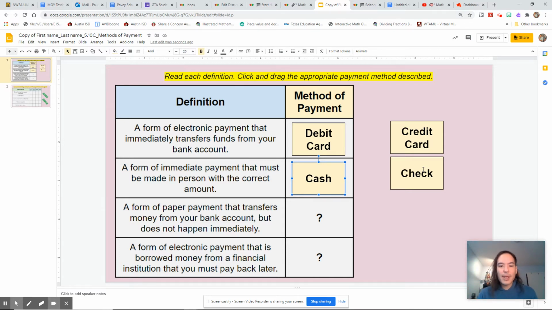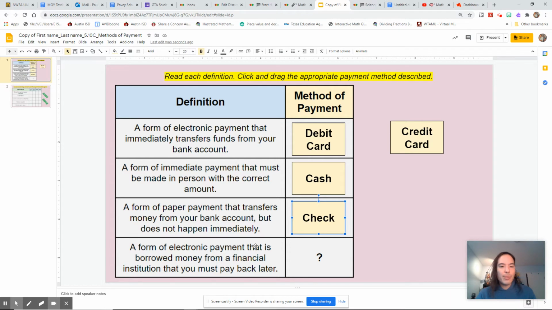So a check isn't immediate because whoever gets the check, if you've ever gotten a check as a gift or something, you have to go to the bank before it turns into money. A check itself is just an agreement to give somebody money. Once you actually go to the bank, that check can turn into the actual transfer of money. So a check is not immediate, but it is your money. Remember, one of these is not your money, and that's what they're talking about in this last example.